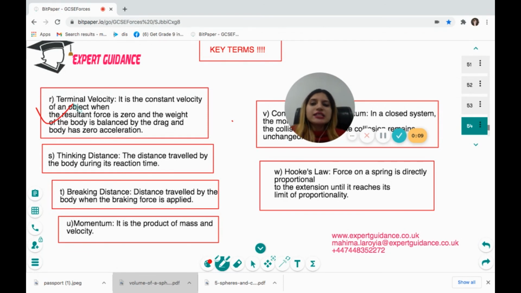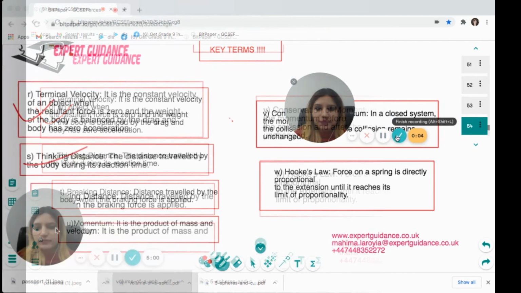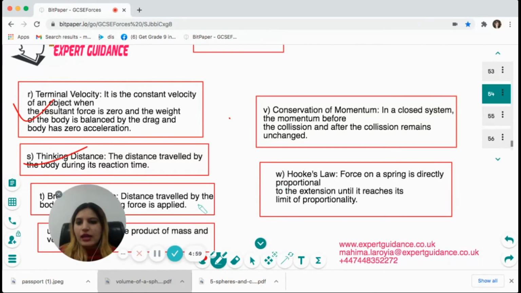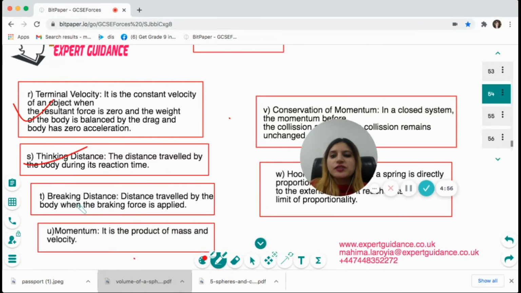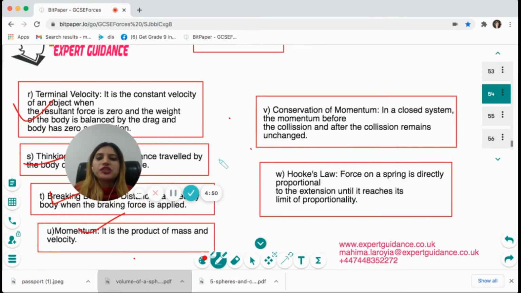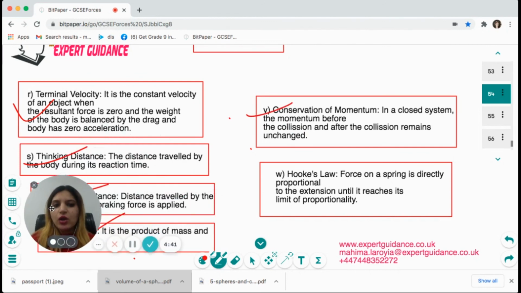Thinking distance is the distance traveled by the body during its reaction time. Now, the braking distance is the distance traveled by the body when the brake force is applied. Momentum is the product of mass and velocity. We did conservation of momentum, which states that in a closed system, the momentum before the collision and after the collision remains unchanged. And we did Hooke's law, where it says the force on a spring is directly proportional to the extension until it reaches the limit of proportionality.